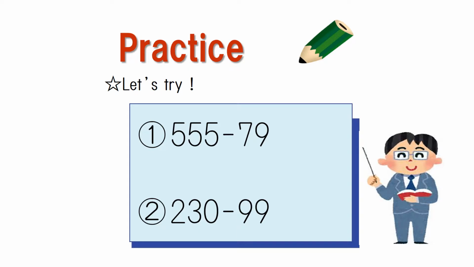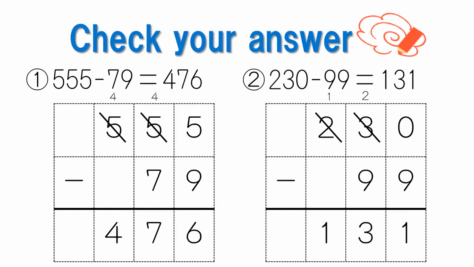Now we are going to practice. Push the pause button and let's try. When you finish, push the play button and check your answer. Then, check your answer. 555 minus 79. The answer is 476.